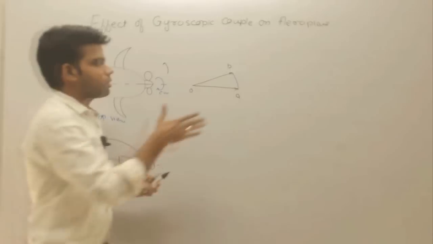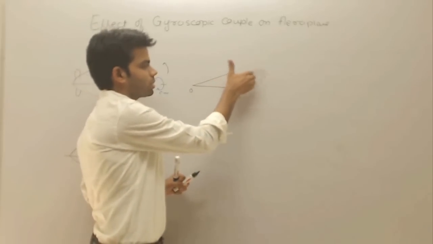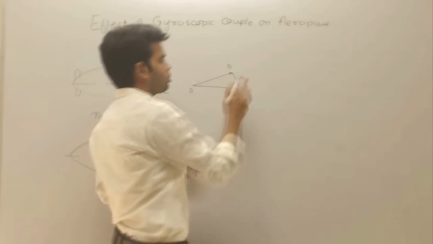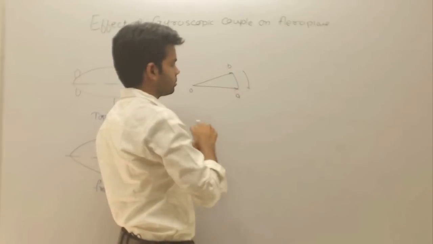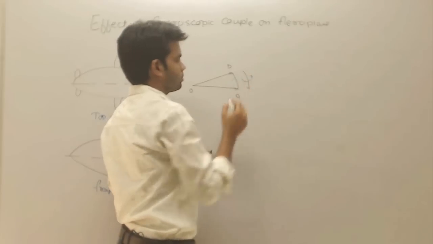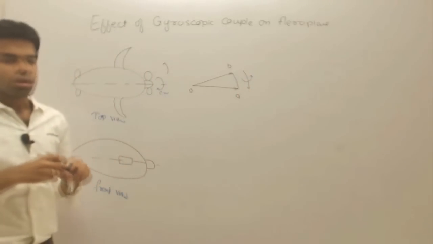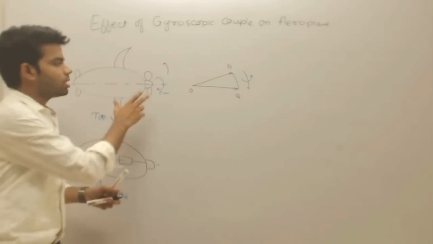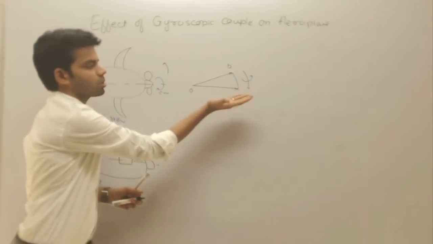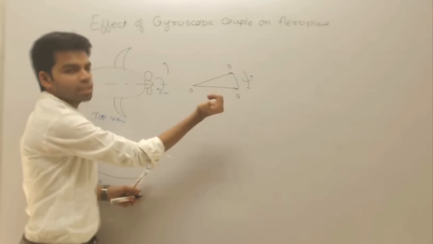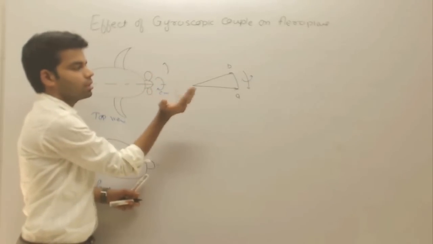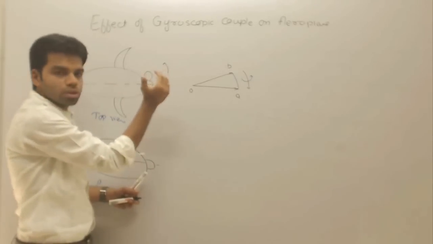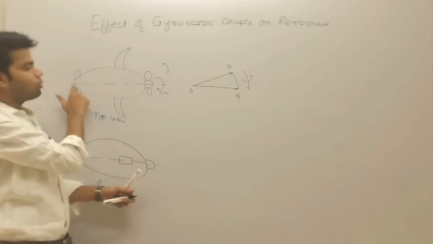Okay, so what will be the direction of the active gyroscopic torque? It will be like this. And what will be the direction of the reactive gyroscopic torque? It will be in the opposite direction. Getting this or not? What does this mean? This nose will rise because the reactive gyroscopic torque is acting in this direction. Okay, so when the aeroplane is taking a left turn, it will raise the nose and lower the tail.